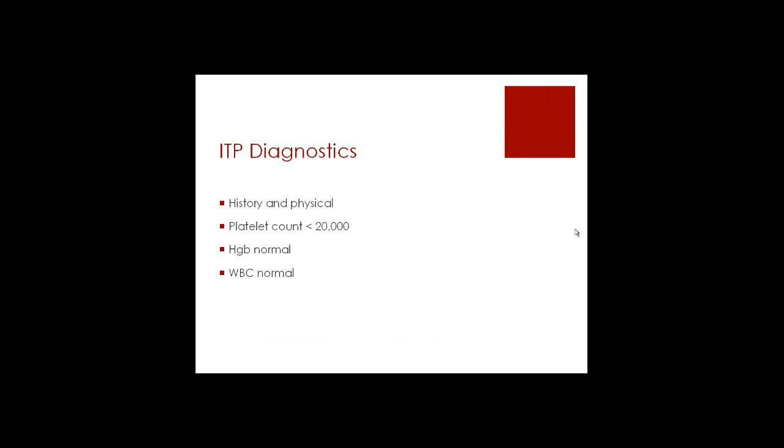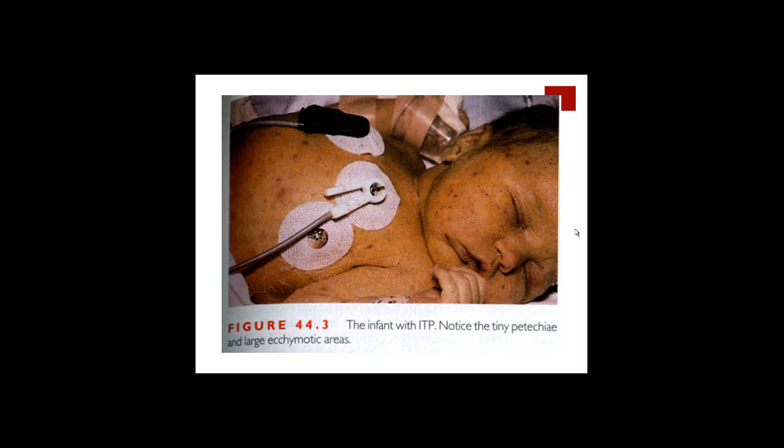So for ITP diagnostics, really we just need to get a history and physical. The platelet count can be, is when it's less than 20,000. Hemoglobin will be normal, and the white blood cell count will be normal. This is another picture of an infant with ITP with large ecchymotic areas. Poor little guy.